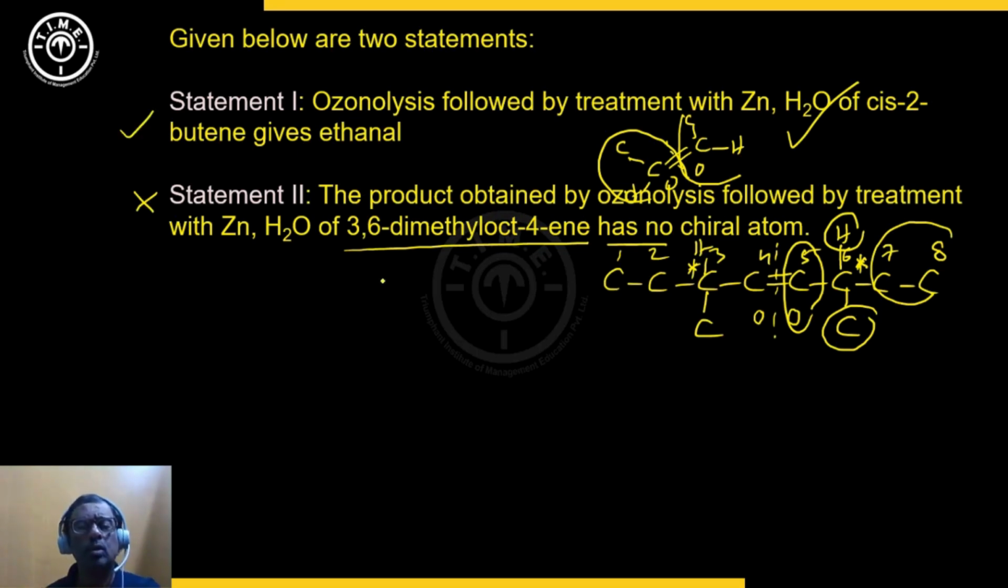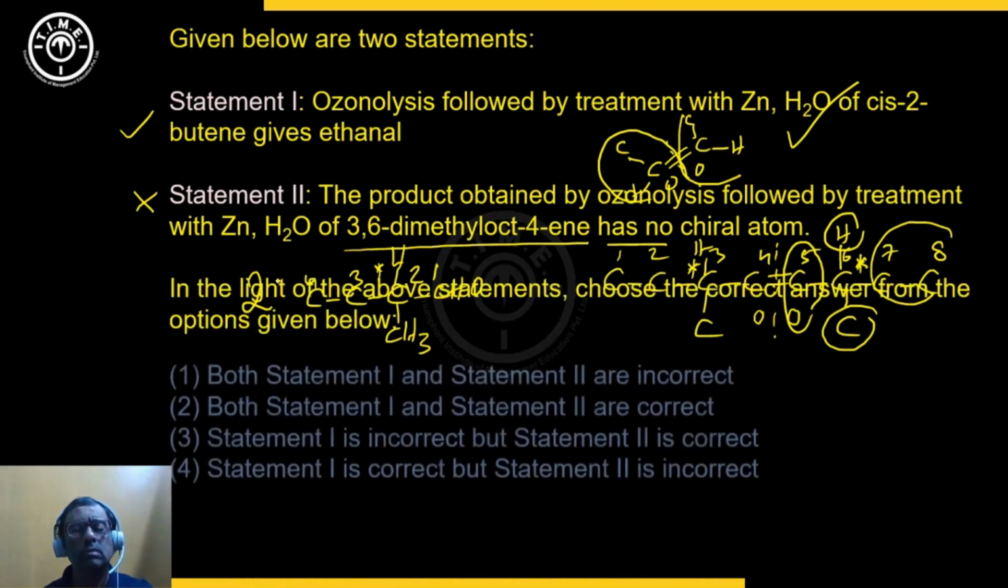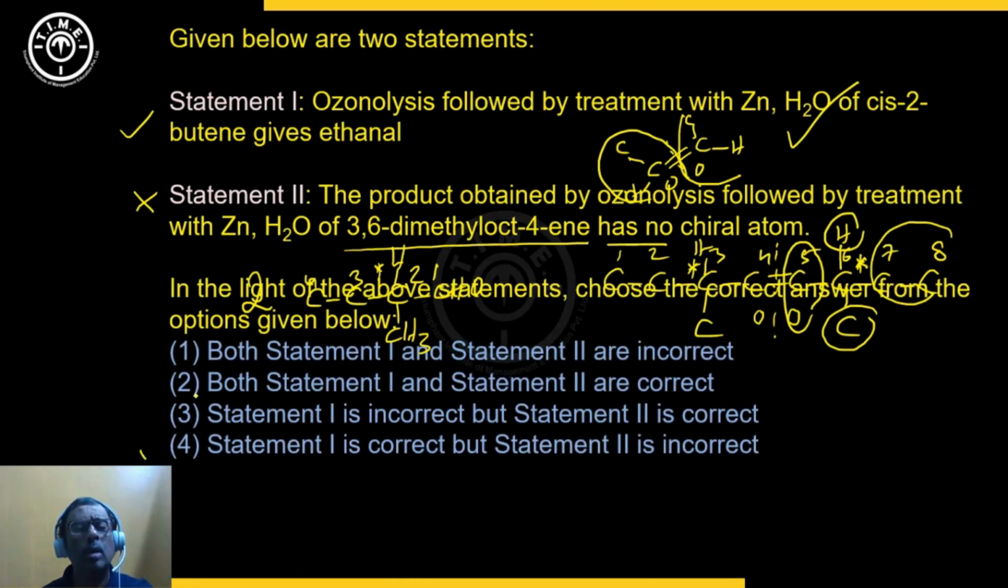In fact, statement 2 will give us what? 2 moles of CCC with a hydrogen, with a methyl, and with a CHO. So this becomes what? 2-methyl butanal. 2-methyl butanal has got a chiral carbon. There are 2 such moles, right? So statement 2 is wrong. So shall we say option 4 is correct? Statement 1 is correct, but statement 2 is incorrect, right?